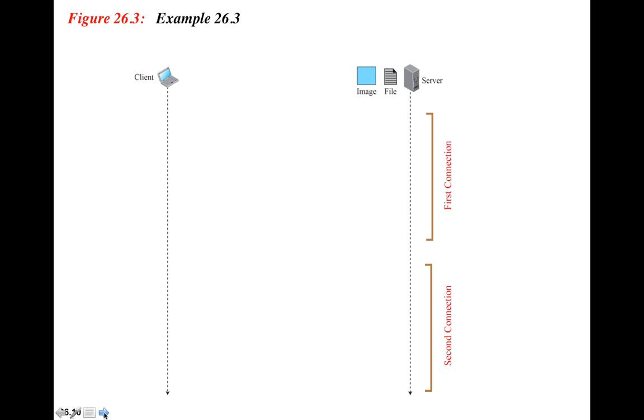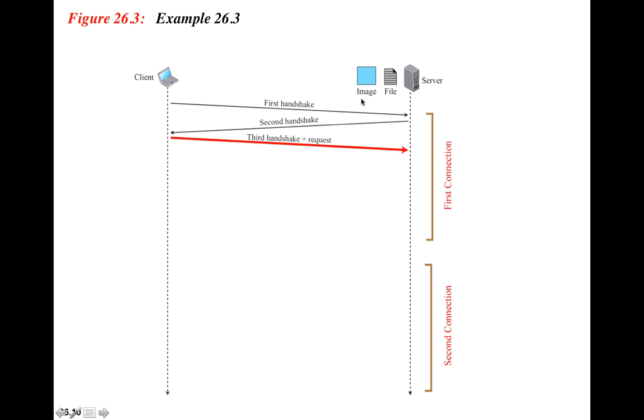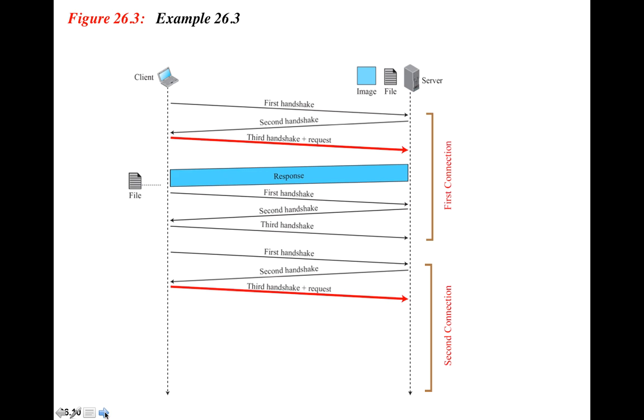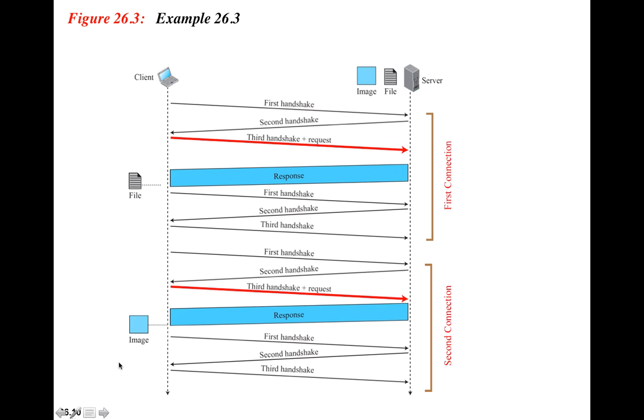So in a non-persistent connection, you would have something like this. The client wants to access these two files. So it will first go through the connection establishment phase. After the third handshake, it will send the request. The server will respond with the file, and then the connection is terminated. Now to access the image, once again, you set up a new TCP connection. The image is transferred to the client from the server, and then the connection is terminated.